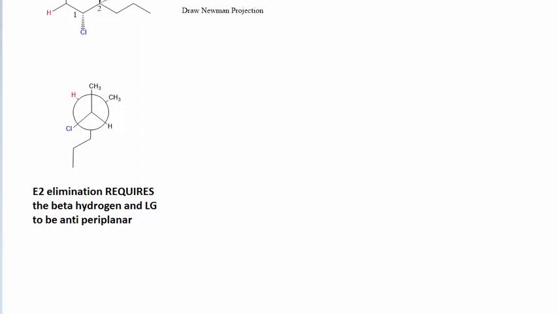So all that means here is that we're going to rotate this front group over here. This chlorine is going to go over here, this hydrogen will go over here, and the methyl group will go over here. And now you'll notice that our leaving group is anti, or across the Newman projection, from our beta hydrogen. And the reason we care about this is when you do the elimination, when we draw the product, these remaining guys will be on the same side of the double bond.